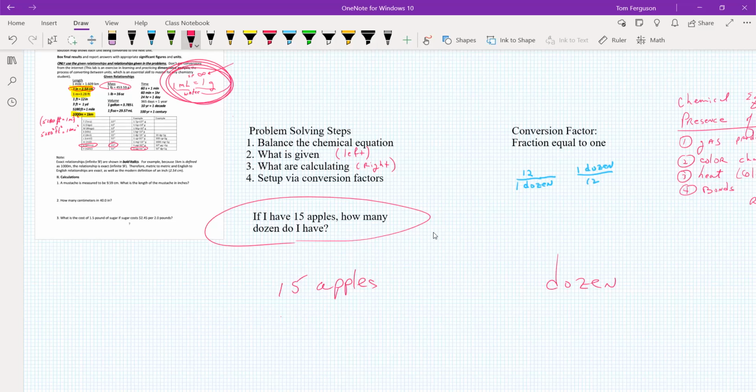So step four is the setup with conversion factors. Now, conversion factors are fractions. So instead of factors, think in your mind fractions, conversion fractions. We have two fractions for the conversion factor. Now, there's another little cutesy problem.